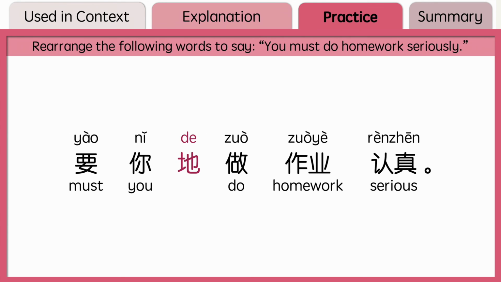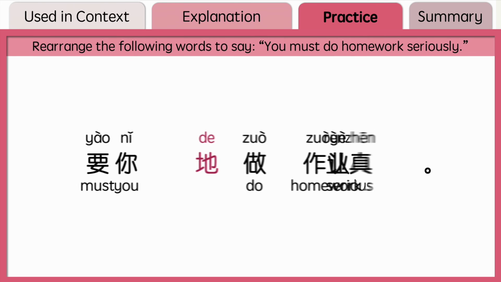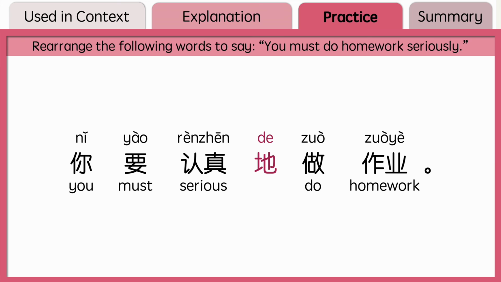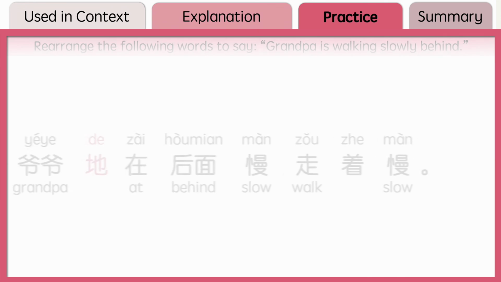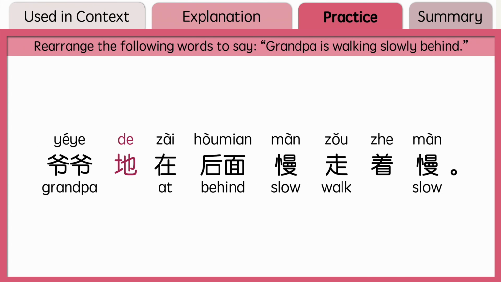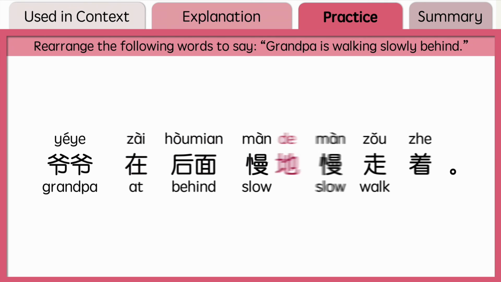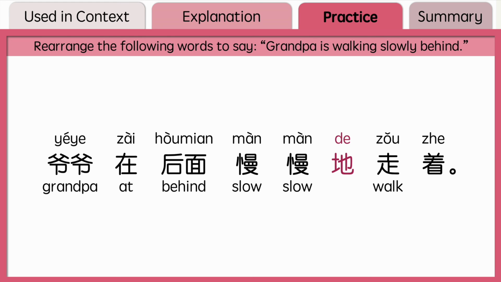Rearrange the following words to say, you must do homework seriously. Again, you can pause the video and think about it first. Yes, the answer is 你要认真地做作业. Rearrange the following words to say, Grandpa is walking slowly behind. Again, you can pause the video and think about it first. Yes, the answer is 爷爷在后面慢慢地走着.